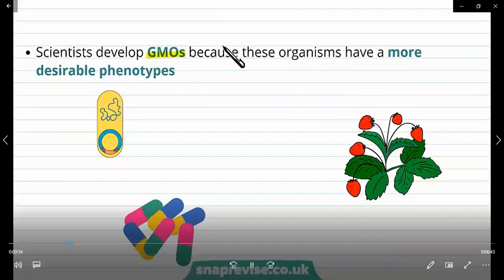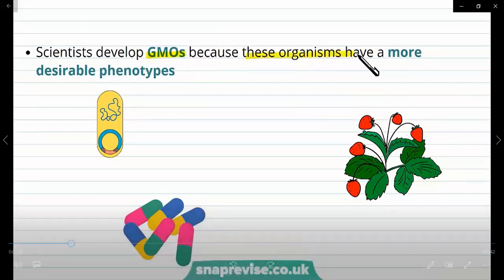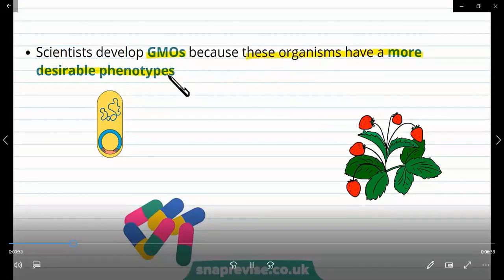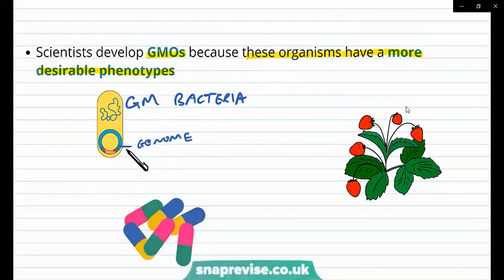Scientists develop GMOs because these organisms tend to have a more desirable phenotype or several phenotypes. For example, we've genetically modified some bacteria, so we've altered their genome so that they have a desirable trait that produces something that we use. For example, they can make certain drugs or hormones that we can use in medicine, whereas the unmodified bacterium wouldn't do this.